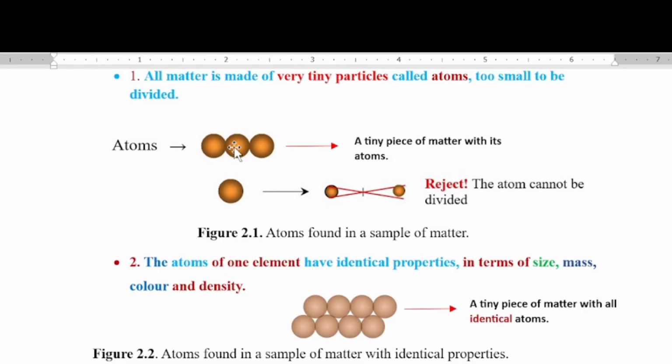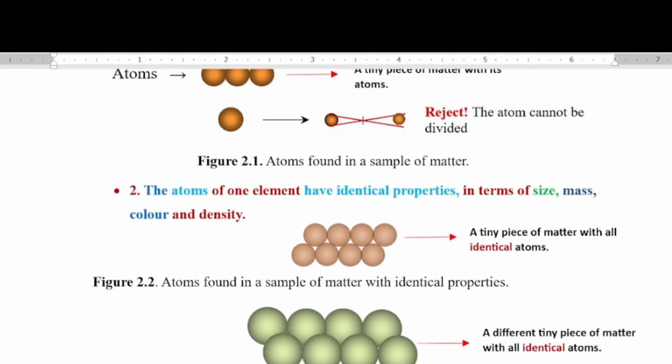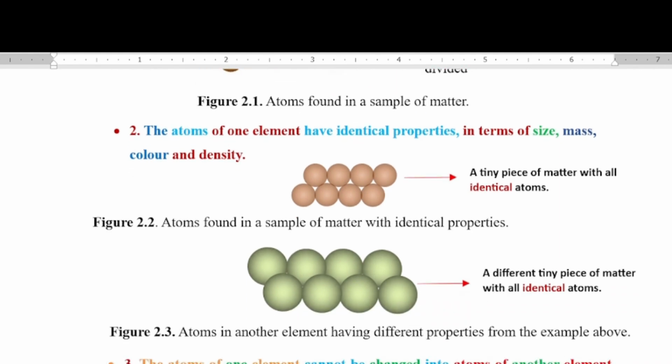As depicted here, we have a tiny piece of matter with its atoms, and he's saying that an atom of this element here is too small to be divided into smaller pieces. Number 2, the atoms of all elements have identical properties in terms of size, mass, color, and density.